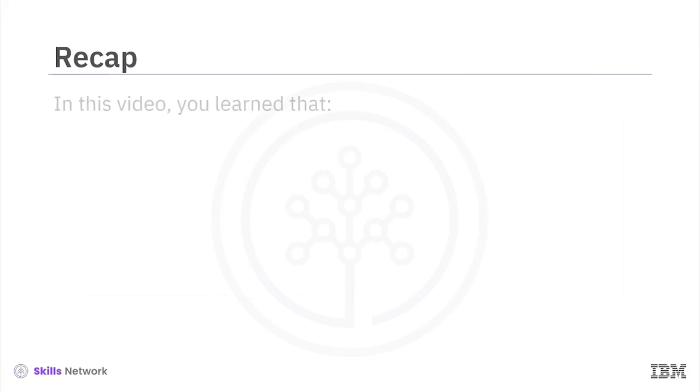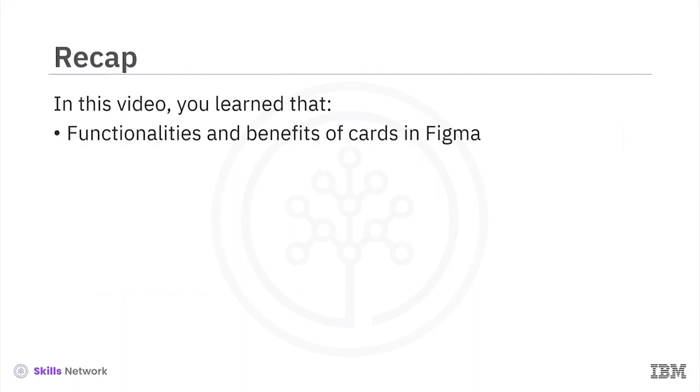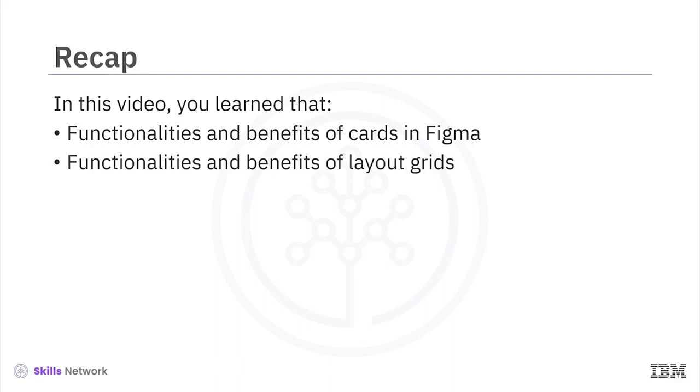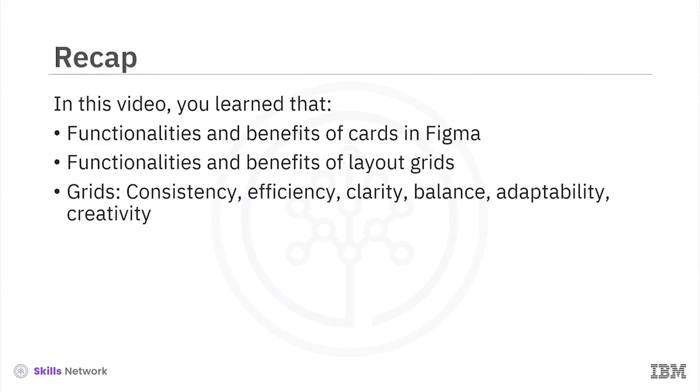In this module, you have learned the following: the many functionalities and benefits of cards in Figma. Cards help to group related content and actions in flexible and extensible containers and make it easy to navigate and find information. The functionalities and benefits of layout grids, like column, row, gutter size, baseline grids, and so on in Figma. Layout grids help achieve consistency, efficiency, clarity, balance, adaptability, and creativity while designing in Figma.